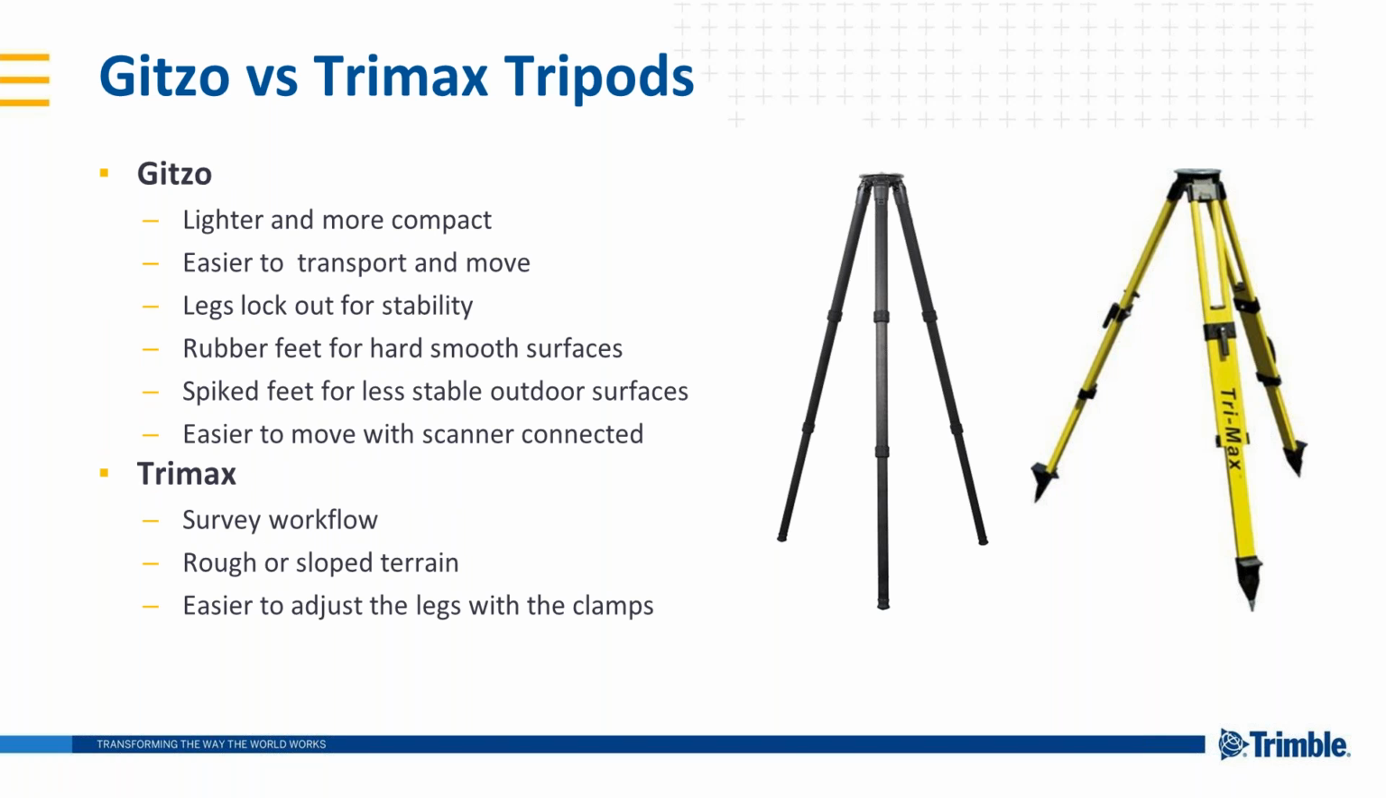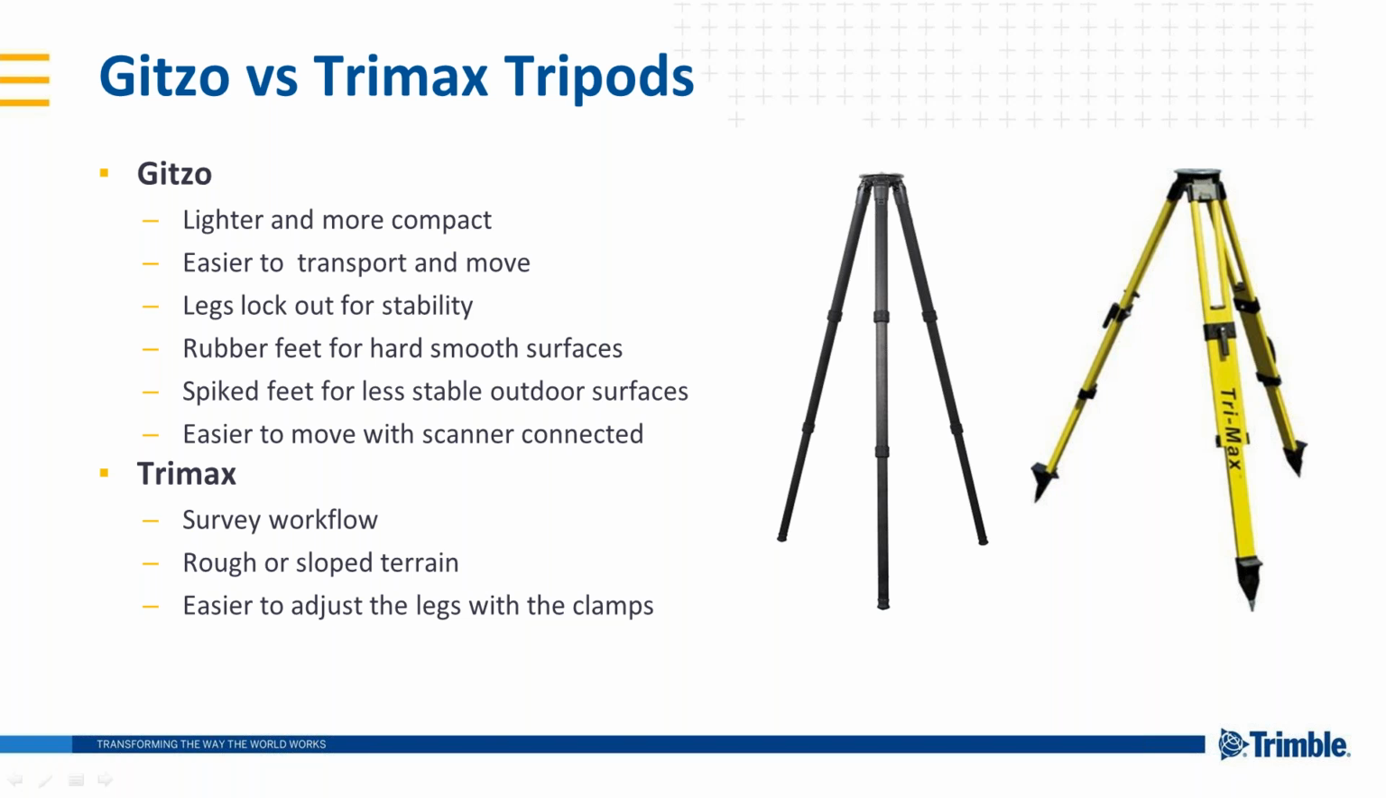So the Gitzo is much more compact and lightweight, making it easier to transport and move the scanner from station to station. The legs lock out for stability, and they have rubber feet for hard, smooth surfaces. And these rubber feet also work great on steel grating in plants. They also have spiked feet for less stable outdoor surfaces. The Gitzo offers the flexibility to address most applications, and it's easier to move with the scanner connected, and this simplifies field work and improves productivity in most environments.